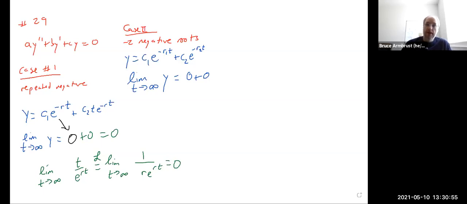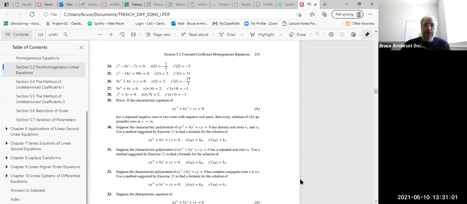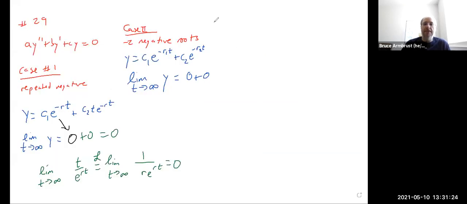We have shown, let's actually just go double check what it said we needed to do. So we prove if the characteristic equation has a repeated negative root or two roots with negative real parts. Oh, negative real parts. We're not quite done. It's a good thing I went back and looked at it, because that means there's a third case. What's case 3?